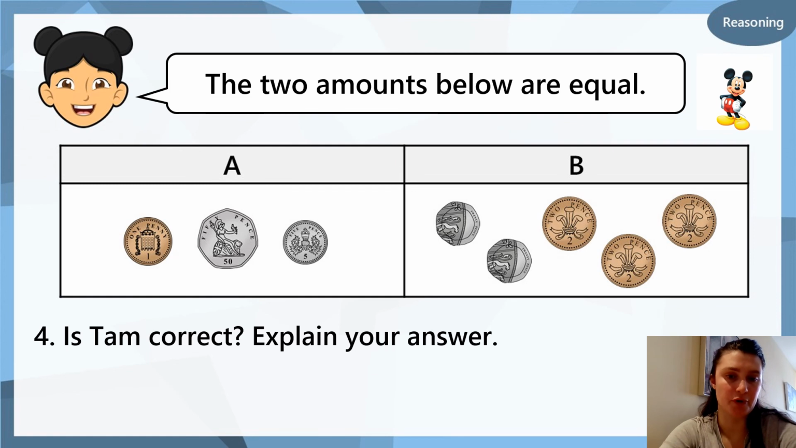Our last question today is question 4. Tam thinks that box A and box B are equal. Is she correct? Explain your answer. So count how many are in box A and count how many are in box B. Now remember, you're not counting the coins. For box A, you're not counting 1, 2, 3. And for box B, 1, 2, 3, 4, 5. You need to look at how much each coin is worth. What is the value of the coin? It's not just how many, because having 50p is much more than having 1p. We have to be adding them together to find the value, not the number, the value. So for question 4, is Tam correct? Are these both equal? Explain your answer.